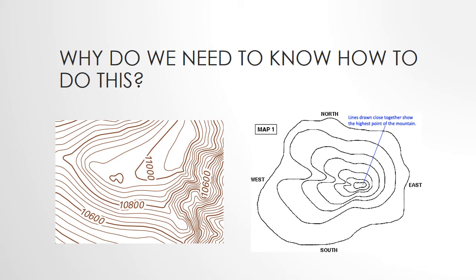Right, so why do we need to know how to do this? These are contour lines that you are looking at, and we need to know so that when people are looking at a map, they know what they're looking at, so that they don't see a piece of land and go, oh, that's a great piece of land, I'm going to go have a nice flat walk along there, and then they turn up and they're actually looking at Mount Everest.